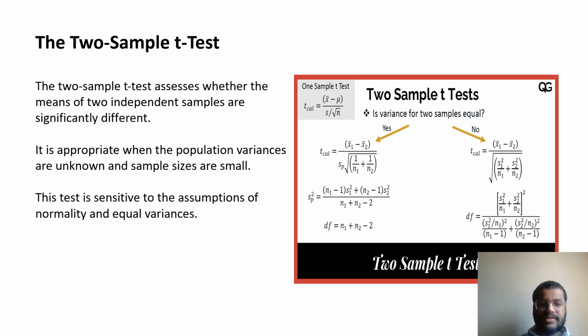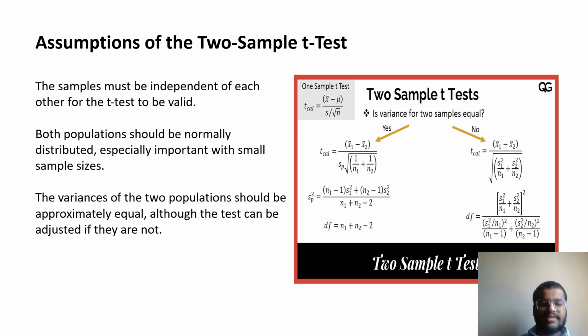The two-sample t-test. The two-sample t-test assesses whether the means of two independent samples are significantly different. It is appropriate when the population variances are unknown and sample sizes are small. This test is sensitive.